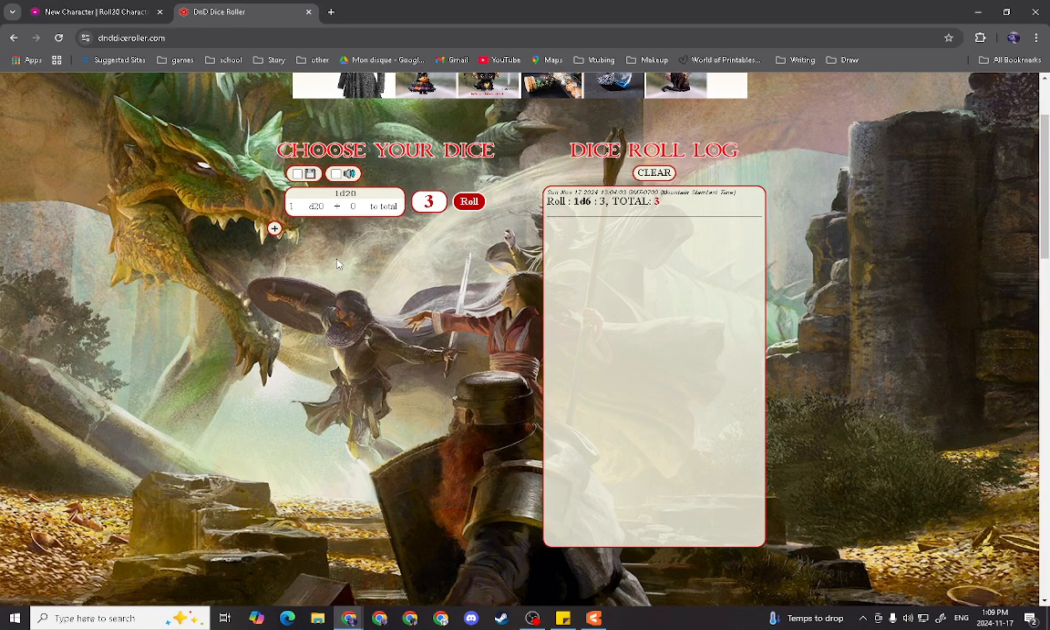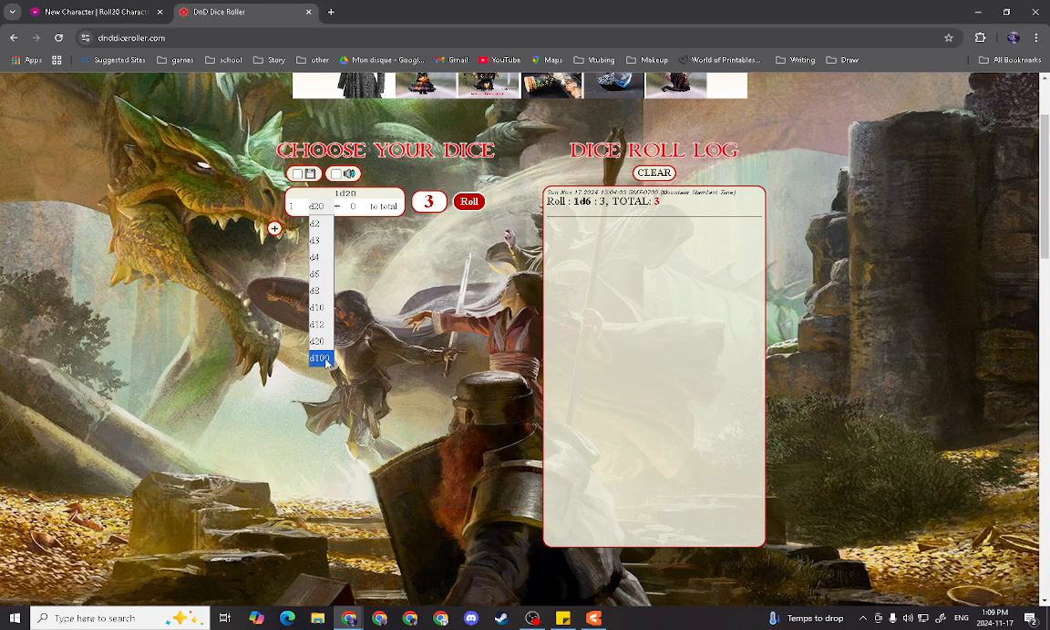Then the D4, with 4 faces, and the D6, as well as the D8, are usually for damage. So different weapons will have different damage. So the D8, the D6, and the D4. I don't know why there's a D3 here. There is no D3.